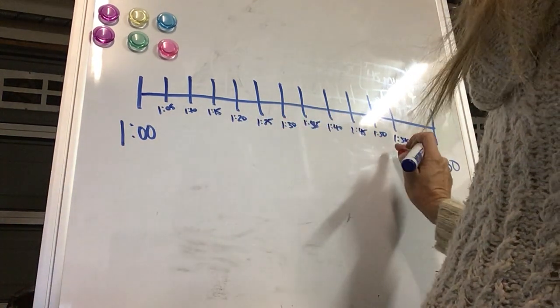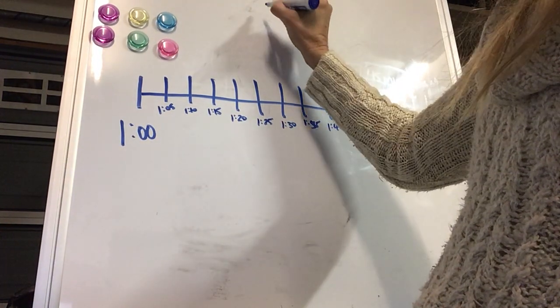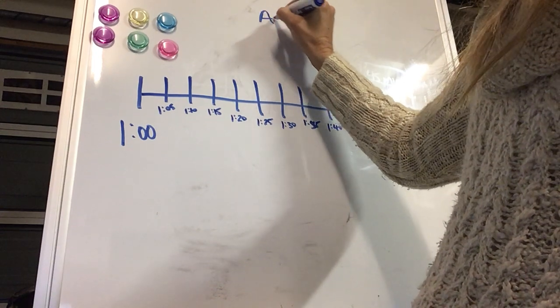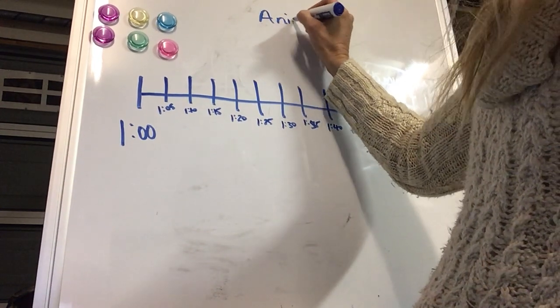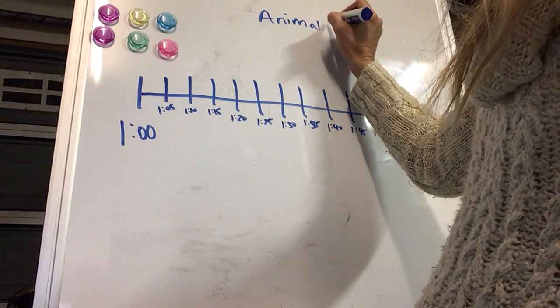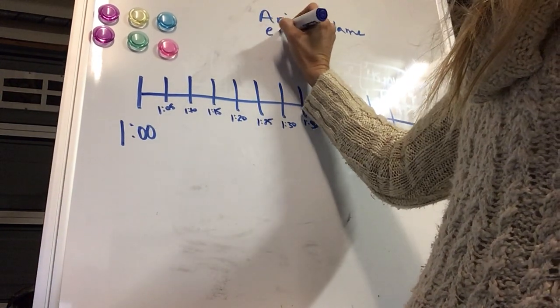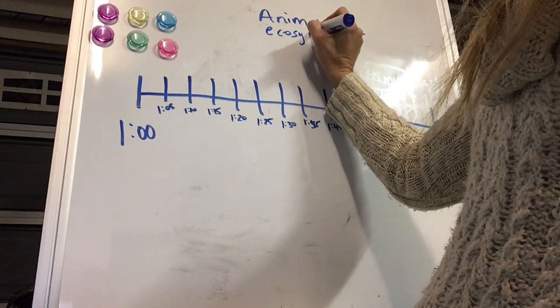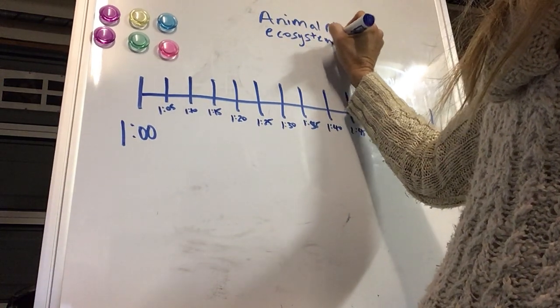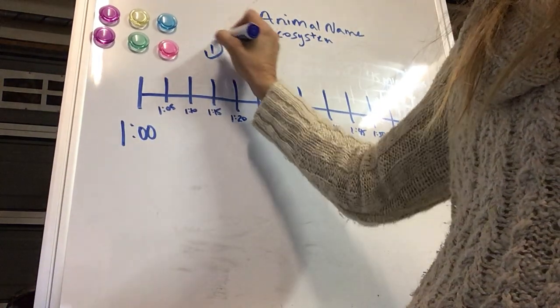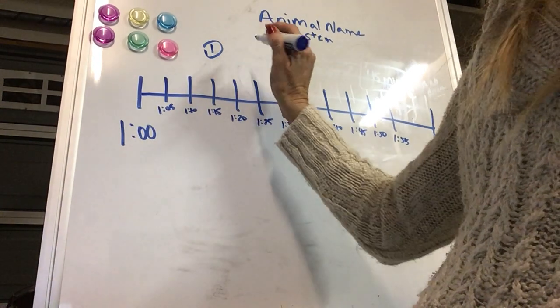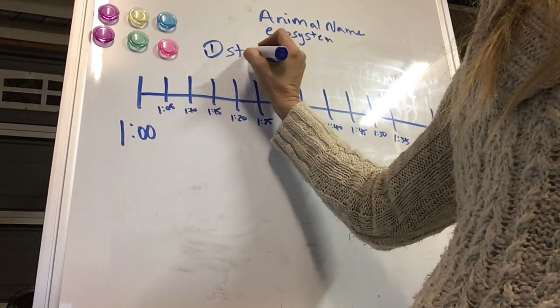So you're going to kind of label your 5-minute marks. Then you're going to write the name of your animal. So you can write down the name of your animal, whatever your animal is, and write down where their ecosystem is. Then from there, you get to pick 3 things. Where they start in their ecosystem. Where's their start? Where are they starting from?